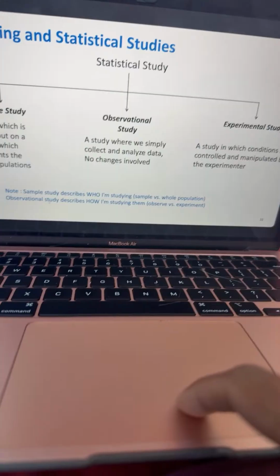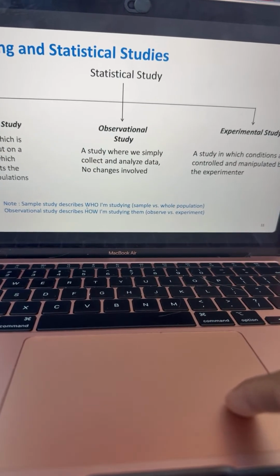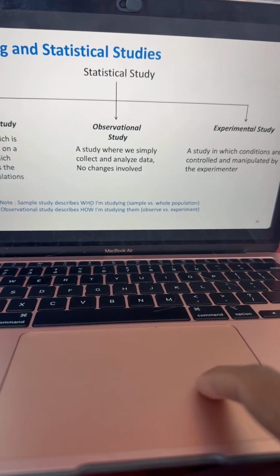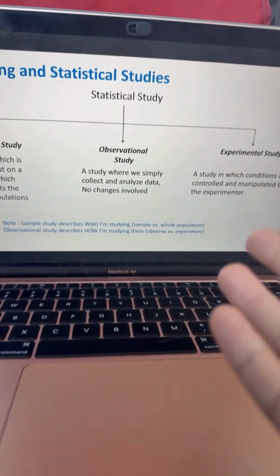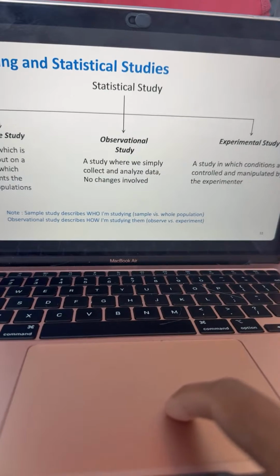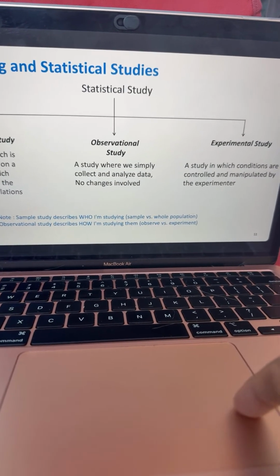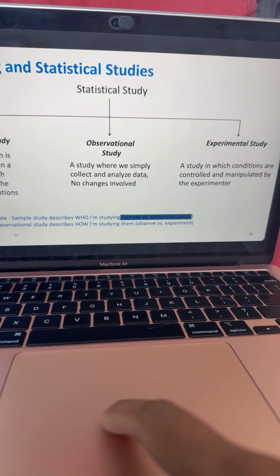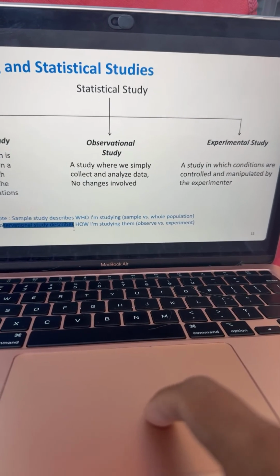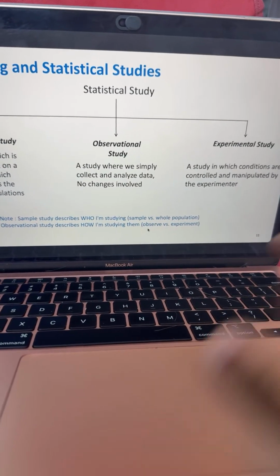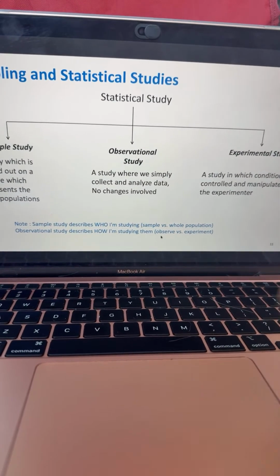So, sample study describes who. I don't know why I read that as World Health Organization. I thought it was like WHO, but it's who I'm studying. So you're just comparing sample versus whole population, right? And the observational study describes how I'm studying them. So observe versus experiment.